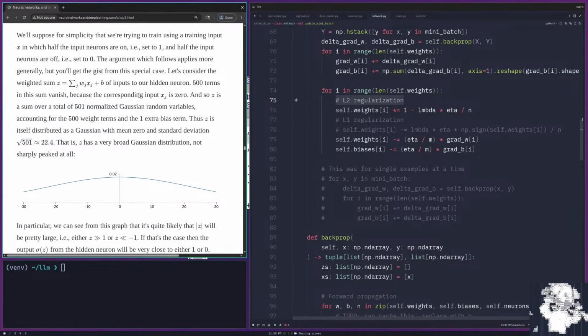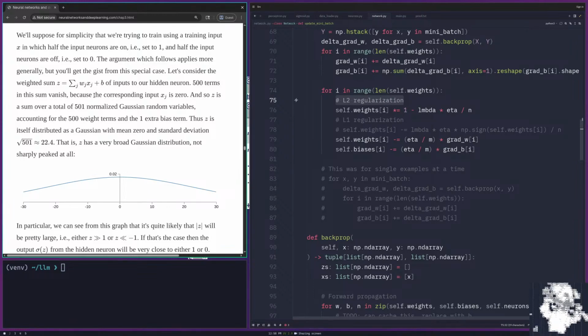We'll suppose for simplicity that we're trying to train using a training input x in which half the input neurons are on, i.e. set to 1, and half the input neurons are off, i.e. set to 0. The argument which follows applies more generally, but you'll get the gist of it from this special case. Let's consider the weighted sum z equals the sum of the products of the weights and the inputs plus the bias of inputs to our hidden neuron.